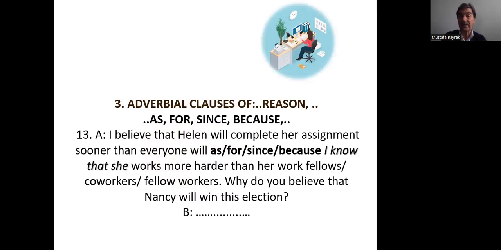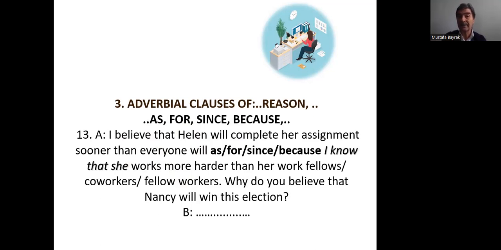Okay, third heading, adverbial clause of reason with as, for, since, because. These are connectors. They take subject, verb, object, okay? I believe that Helen will complete her assignment sooner than everyone will, as I know that, or because I know that, for I know that, since I know that, she works harder than her work fellows, or her co-workers, or her fellow workers.